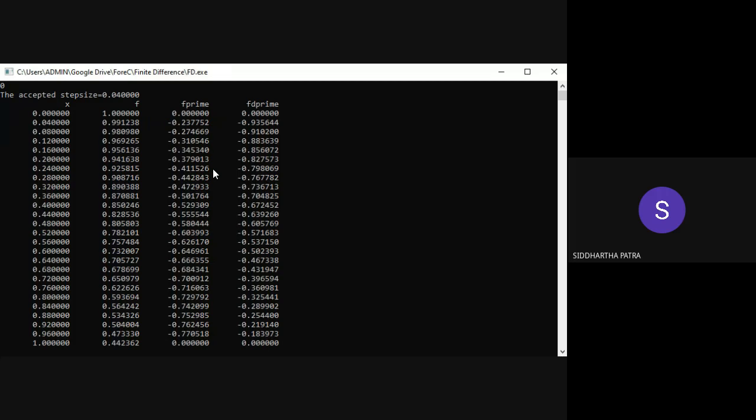So this is how it would print the x value, the function value, and the first derivative. In my program, I have made a single program for both first and second derivative, so it also prints the second derivative. Okay, so this is how the interface should look.